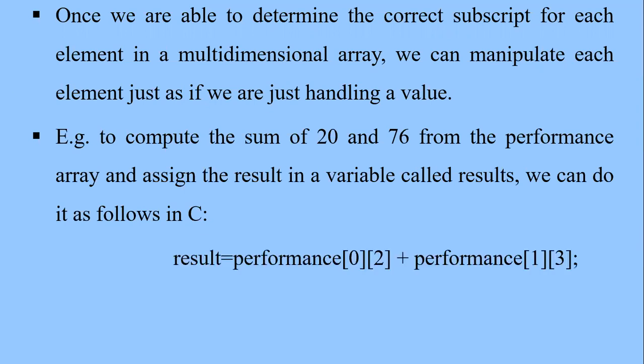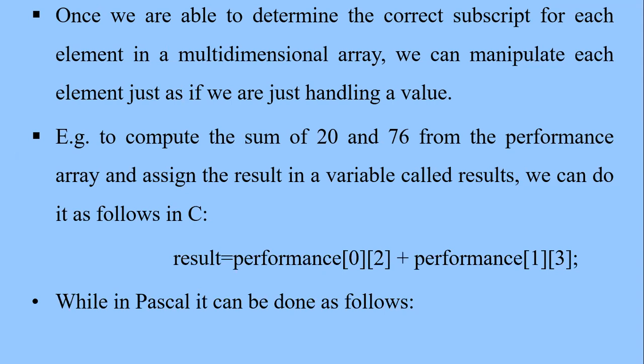We have the element stored in subscript 1 for the row, 3 for the column in the array called performance, and then 2, the element in the array called performance, which is at subscript 0 for the row and 2 for the column. The total, we assign it to the memory location called result, that is in C.